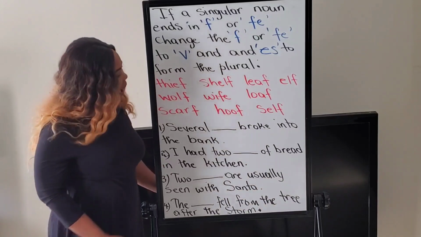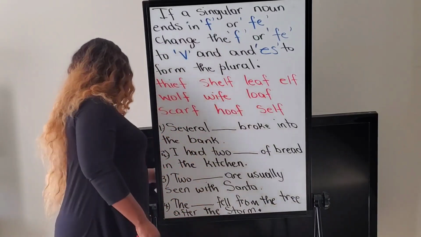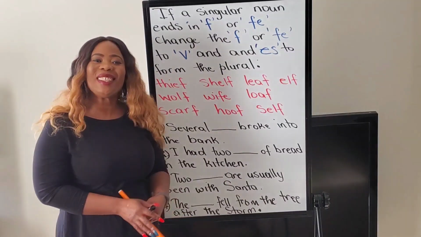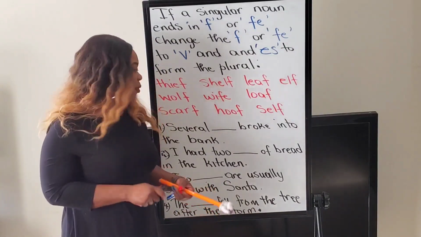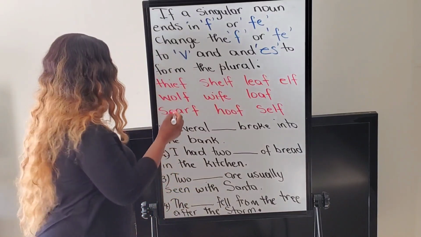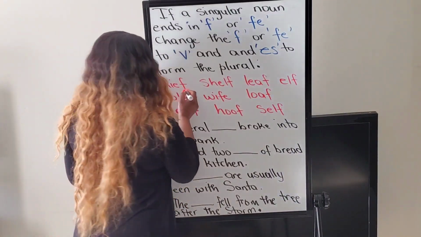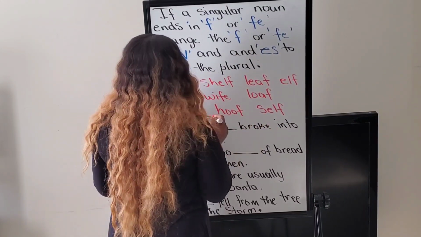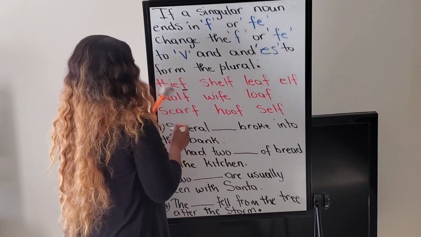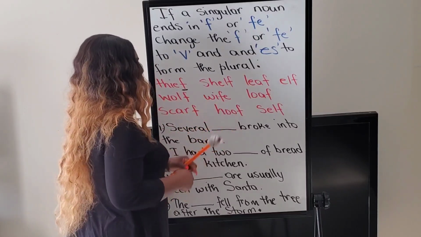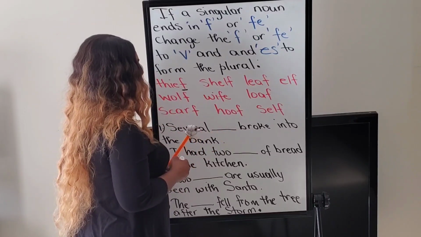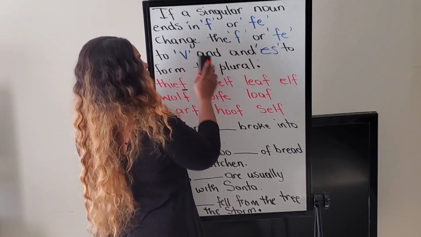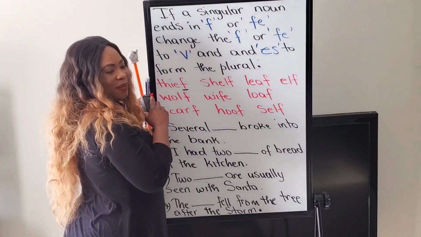So here we have thief. One thief, but several thieves. Beautiful. And this is how you do it, right? So you're going to change the F here, because it ends with F, right, to V, and then you'd add the ES. Okay, I'll erase the top for you, right? You got this, right? You got that? Okay.